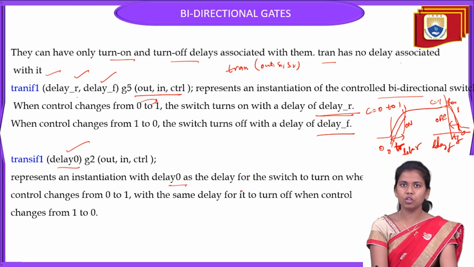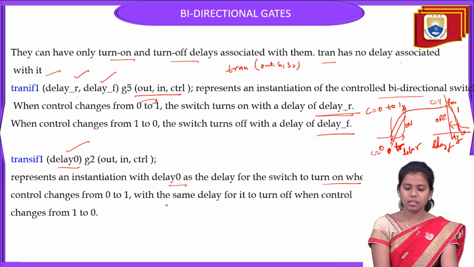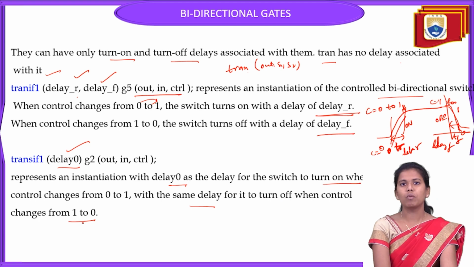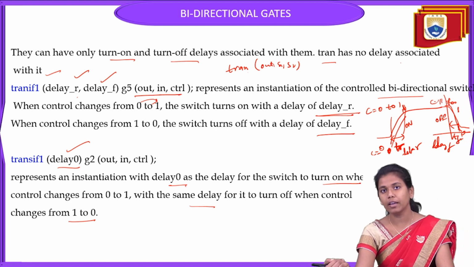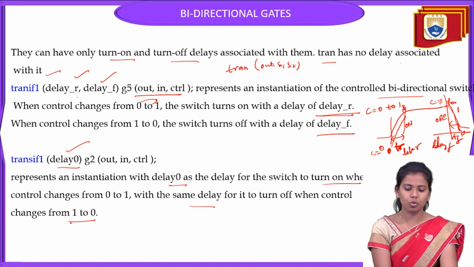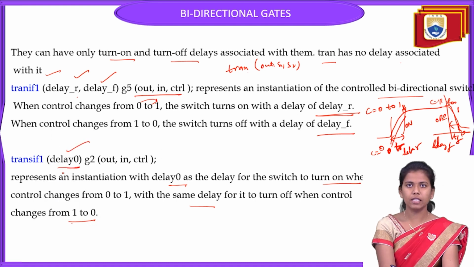from delay 0 for the switch to turn on when the control signal is from 0 to 1. Obviously, when the control signal is from 0 to 1, what happens? The switch goes to on, isn't it? So with the same delay, it turns off when the control signal changes from 1 to 0. So when it changes from 1 to 0, obviously the delay falls down. The delay will become less, that is 0 delay. So it changes from 1 to 0.